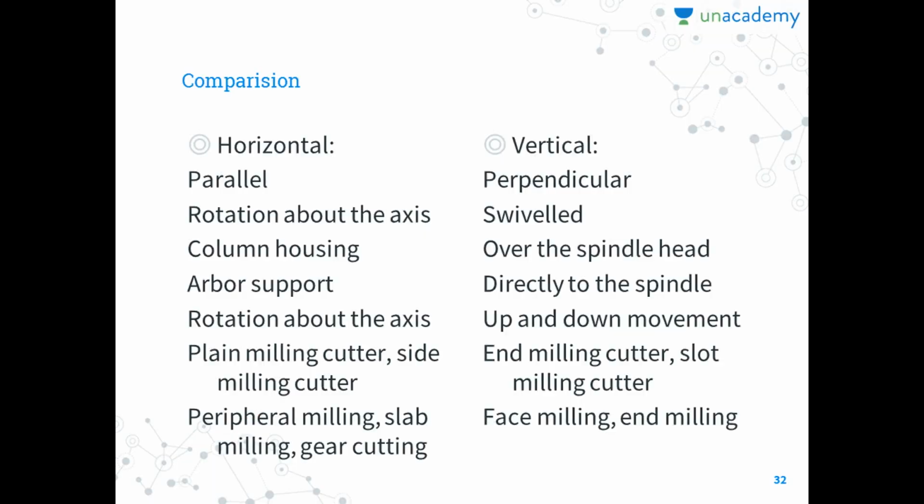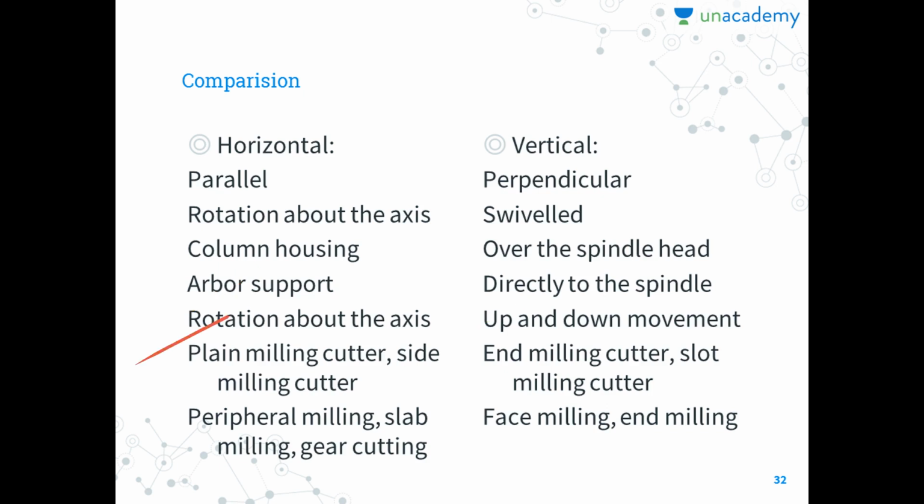So let's have a quick comparison of both the horizontal and vertical machines. The spindle position is parallel to the work table in the horizontal machine, whereas it is perpendicular in vertical machines. The spindle movement: it rotates about its own axis, whereas it is swiveled in the vertical milling machines. The motor is housed in the column in horizontal, whereas it is mounted directly over the spindle head. The cutter is supported on the arbor, whereas in vertical it is mounted directly to the spindle. The cutter rotates about its own axis, whereas in vertical the cutter is able to move up and down.